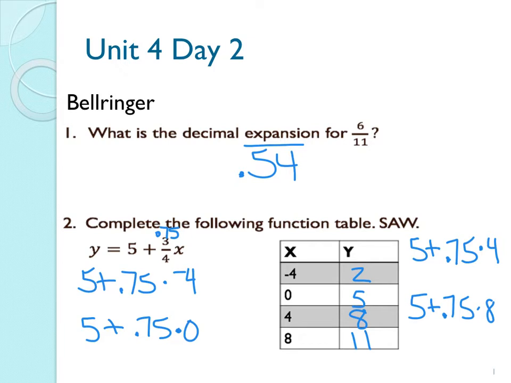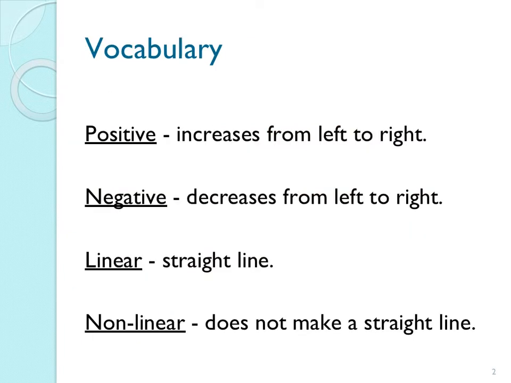Okay. So vocabulary that you need to know: positive increases from left to right. It will look similar to this. Negative decreases from left to right, so it's going to go down and it looks a little bit like this. Linear is a straight line, which means it could look like this. And nonlinear could have a curve or this.